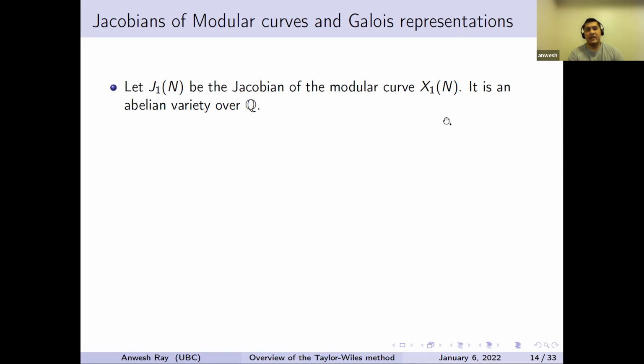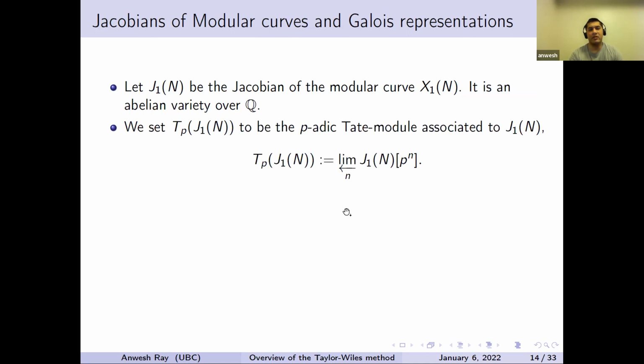And then we can take the Jacobian of this algebraic curve. The Jacobian is like a large torus. Just like an elliptic curve is a torus, the Jacobian is a higher dimensional version of the torus. It's what's called an abelian variety. From an abelian variety, one can get a Galois representation as follows. We fix a prime number p, and just like what we did with elliptic curves, we construct the Tate module in the same way. We take the inverse limit of the p to the n torsion of the Jacobian, and this is called the Tate module.